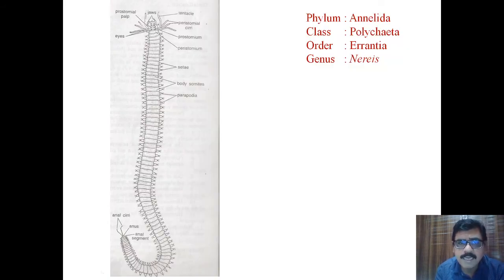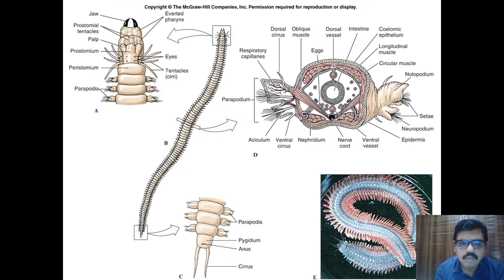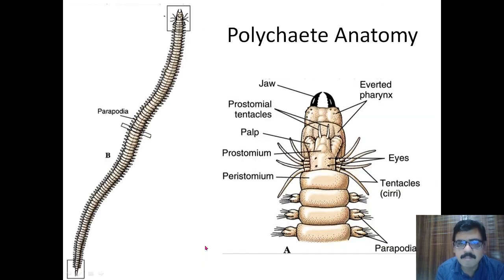This is the diagram of Nereis that we have to draw. Then this diagram shows the terminal portion, that is the cirri and the anus, and the anterior-most part. It has two parts: one is the peristomium and the other is the prostomium. The prostomium has the prostomial tentacle and the palp, and the peristomium bears a pair of eyes and a pair of tentacles or cirri, and the locomotory organs are the parapodia.